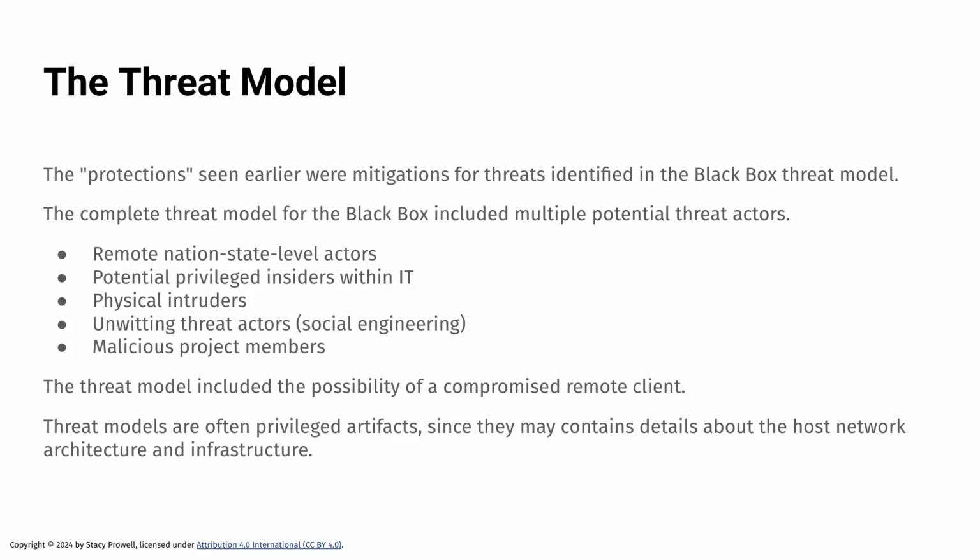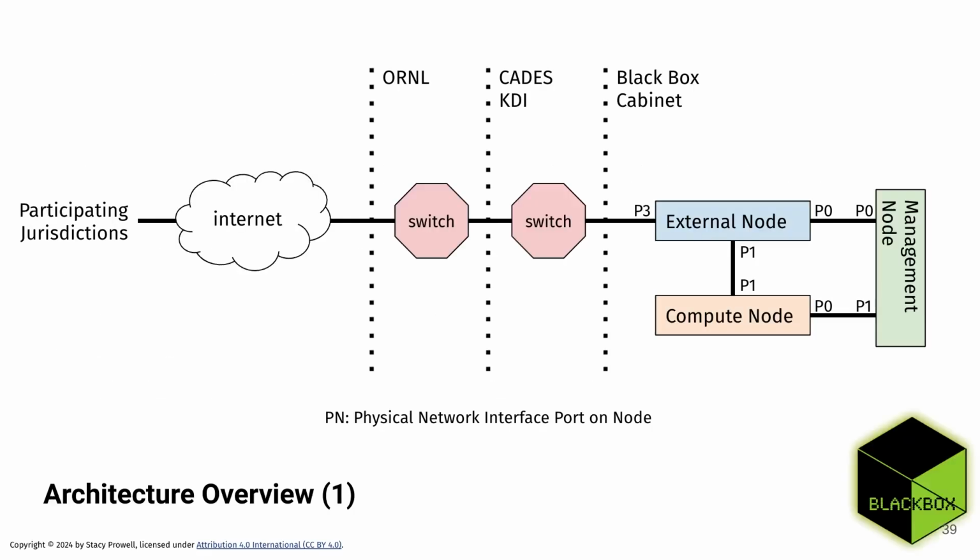Threat models are privileged artifacts, and so you don't necessarily get the full details of it, but we can tell you a little bit about it. So here's that architecture, just in a different form. Participating jurisdictions, the internet of cat videos and porn, various switches along the way until we arrive at the external node, the compute node, and the management node. I haven't talked about the management node, but this is a good time to bring it up. If the external and compute nodes have no storage, where is the operating system stored and how do they boot? Well, they boot off of the management node.